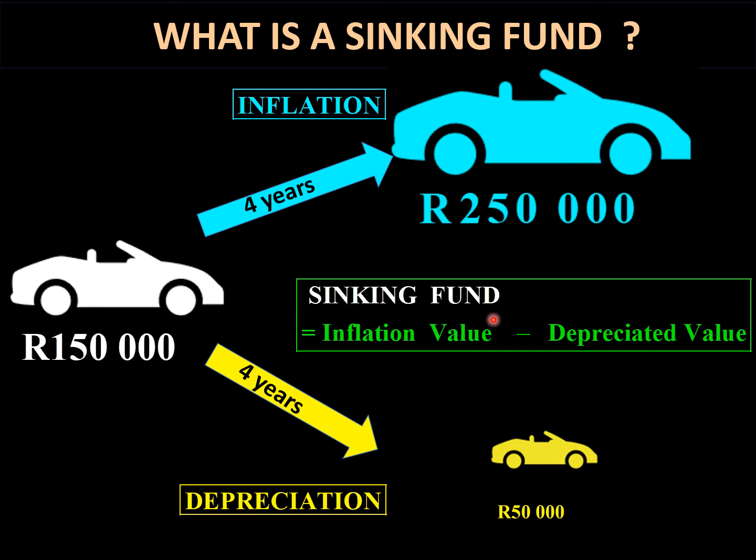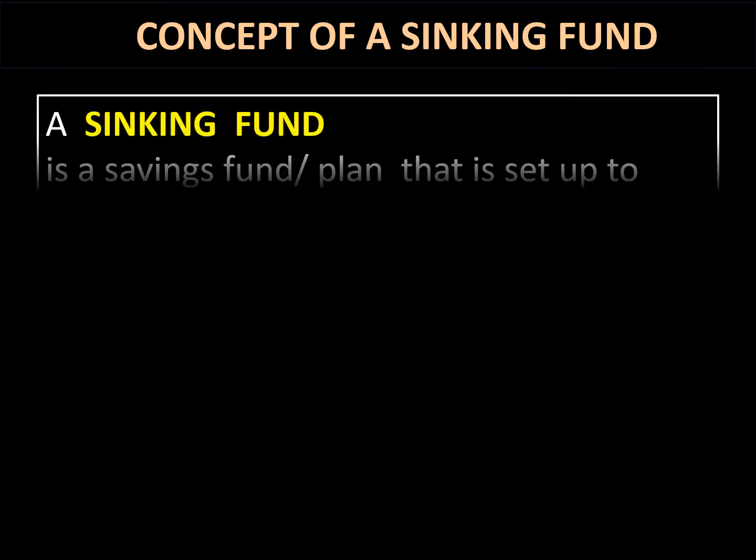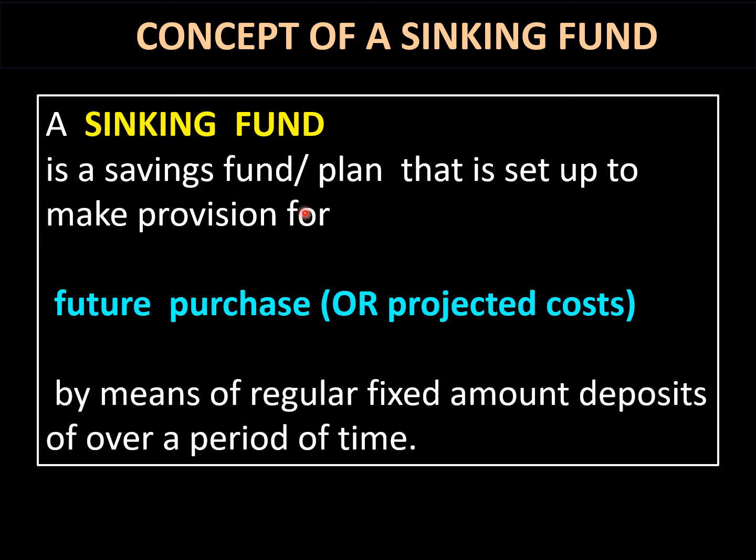So they have to plan ahead. In this case, their sinking fund would be 200,000 rand. They want to plan 4 years in advance, so that at the end of the 4 years they can buy the machine and have that 200,000 rand available. That's the whole idea of a sinking fund. Let's go over that again. A sinking fund is a savings fund or plan that is set up to make provision in advance for a future purchase or projected costs, by means of regular fixed amount deposits over a period of time.